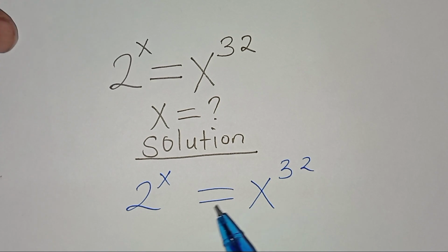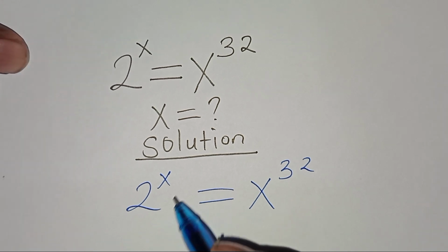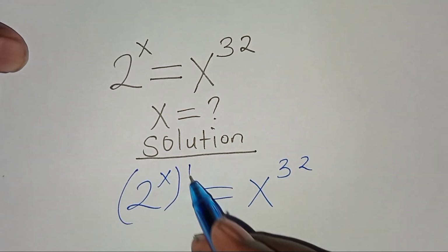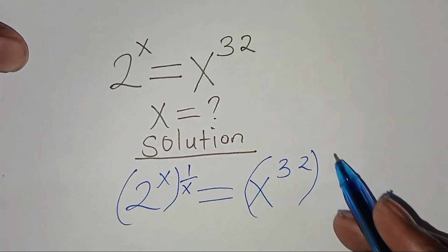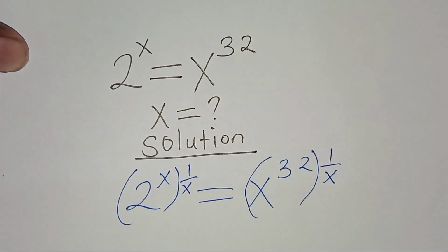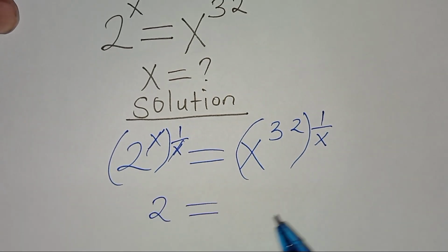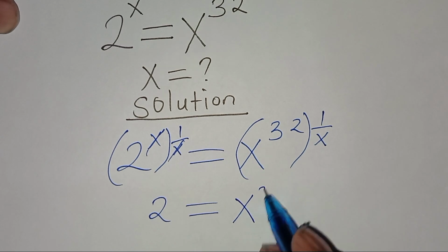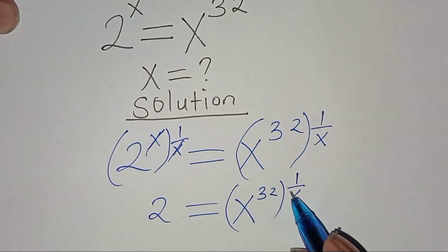So the first step here: let's put the variable x on one side and the constant terms on the other side. By doing that, let's multiply both sides by 1 over x, so that x and x simplify here. So we have 2 is equal to x to the power 32 multiplied by 1 over x.